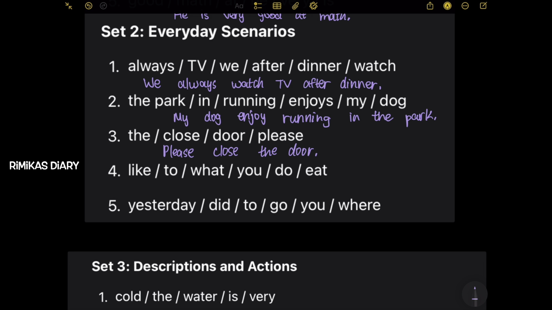Like to what you do eat. What do you like to eat? Yesterday, did to go you where? Where did you go yesterday?